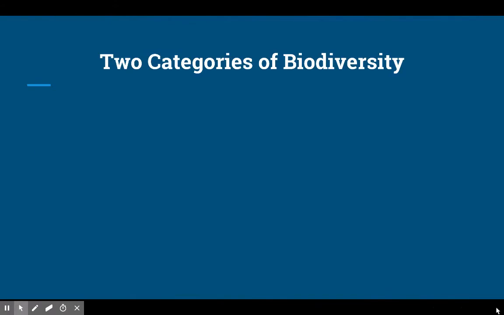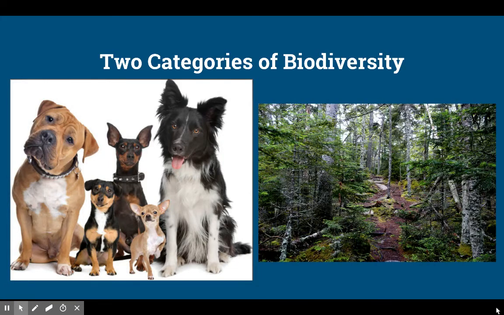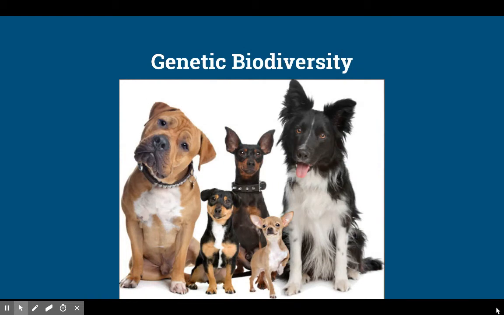So biodiversity has two categories. You can have genetic or you can have ecological. Genetic biodiversity is just looking at all the different genes involved. Looking at this picture here, those are all dogs. But just by looking at them, the color, the size, the stature, their ears, all of that, those are all different genes being expressed. So when we look at genetic biodiversity, we're looking at the actual genetic makeup of individuals.